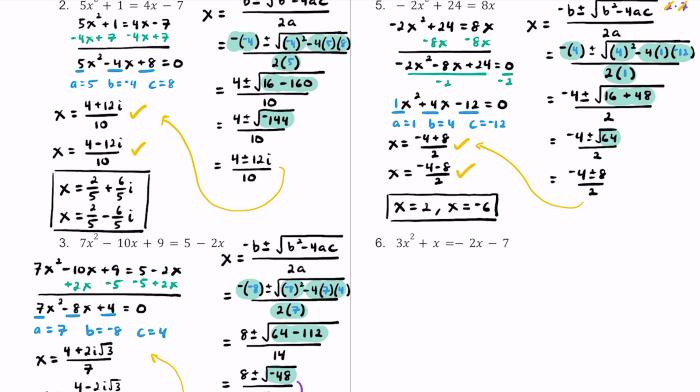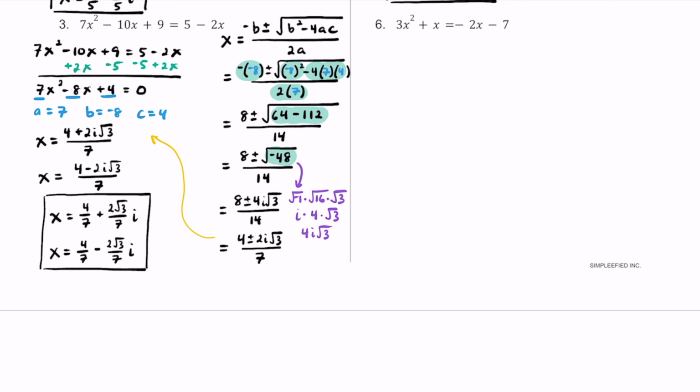Here's our last example, number 6. For this equation, we have 3x squared plus x is equal to -2x minus 7. Here we have the quadratic formula, and then let's start by just copying down the equation and rearranging it so it's in standard form. So we have 3x squared plus x equals this -2x minus 7.